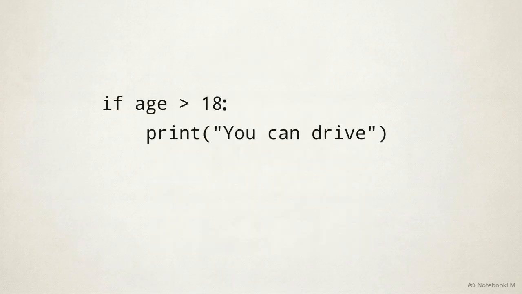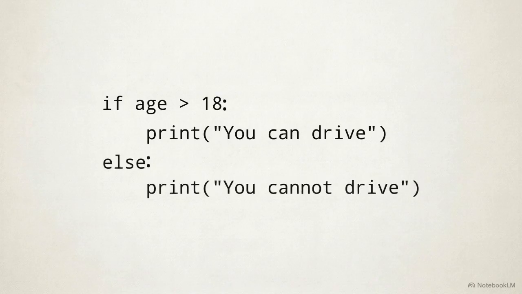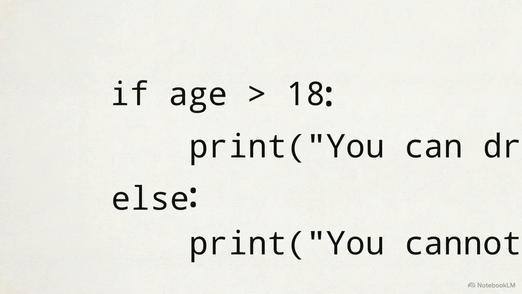Look closely at that previous block. What if the user is exactly 18 or younger? The condition fails and nothing happens. To handle the alternative scenario, we introduce the else block. If the first condition evaluates to false, the program automatically falls back to the second set of instructions.